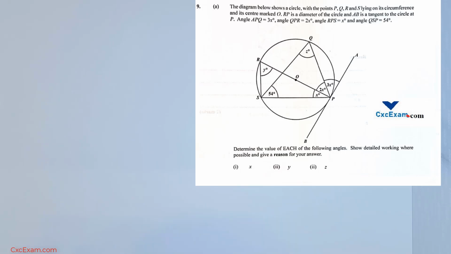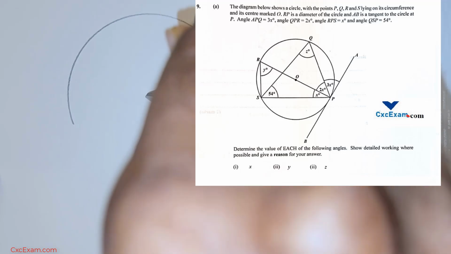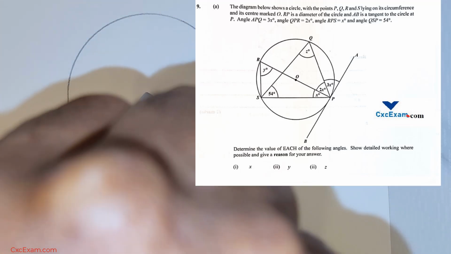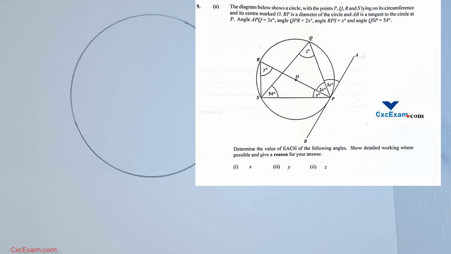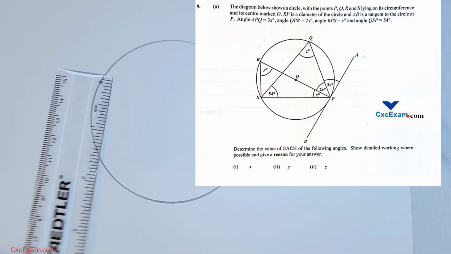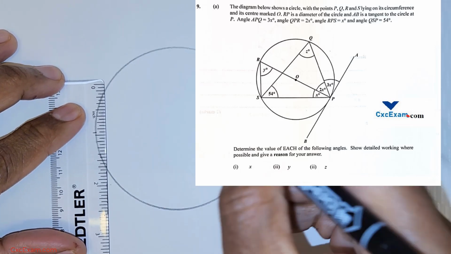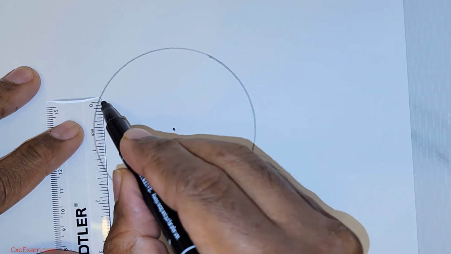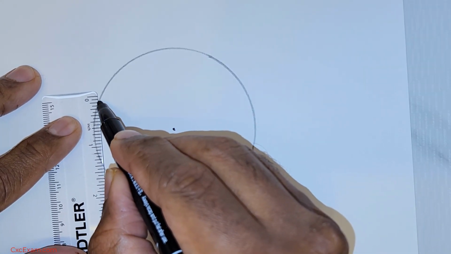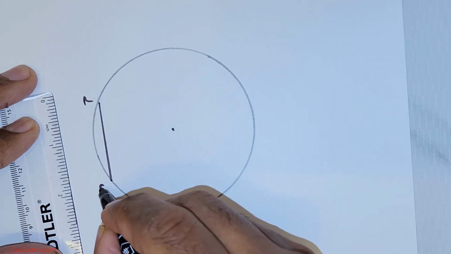We have this next question. We need to have a circle. So let me draw this circle. Okay. Now we need the chords. So this is the center. We have a chord R and S.